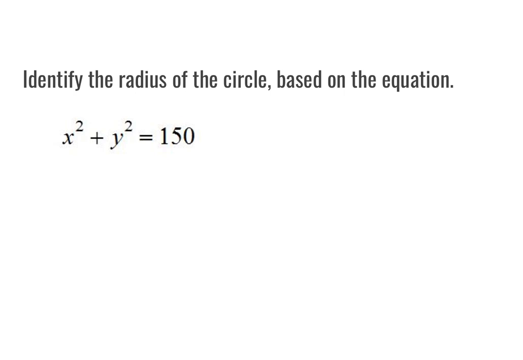Now, instead of finding the center, we want to focus on the radius. Well, the radius, we said, is the number that's by itself when it is written in standard form. So this is in standard form. I know that because I have my x squared and then I have my y squared equals some number. But the radius was being squared, so I need to do the inverse, which is to take the square root.